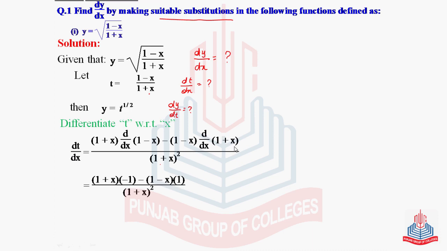Now derivative will apply on both terms of 1 minus x: 1 is a constant, so it will become 0, and derivative of minus x will become minus 1. Minus (1 minus x) will be as it is, and derivative will apply on 1 plus x, so derivative of 1 will be 0 and derivative of x will be 1. By simplifying, that will become minus 1 minus x, minus 1 plus x; this minus x and this plus x will cancel out, so finally we have minus 2 divided by (1 plus x) whole square, which is actually our dt by dx.